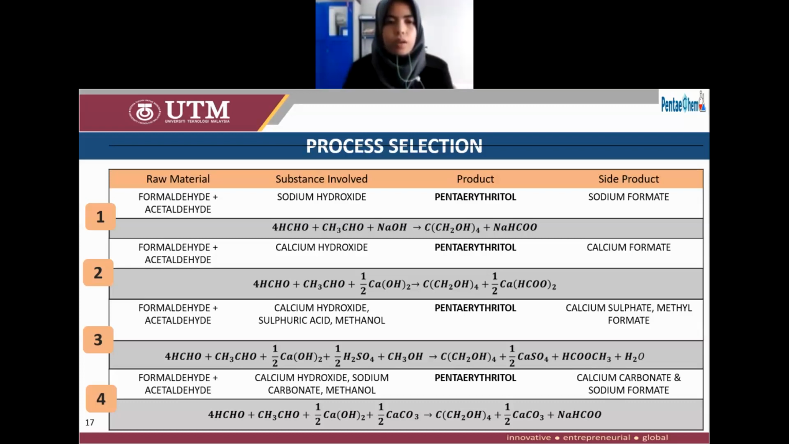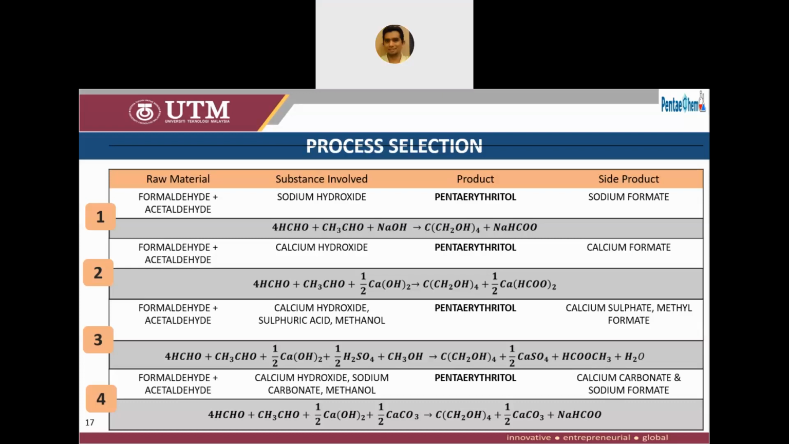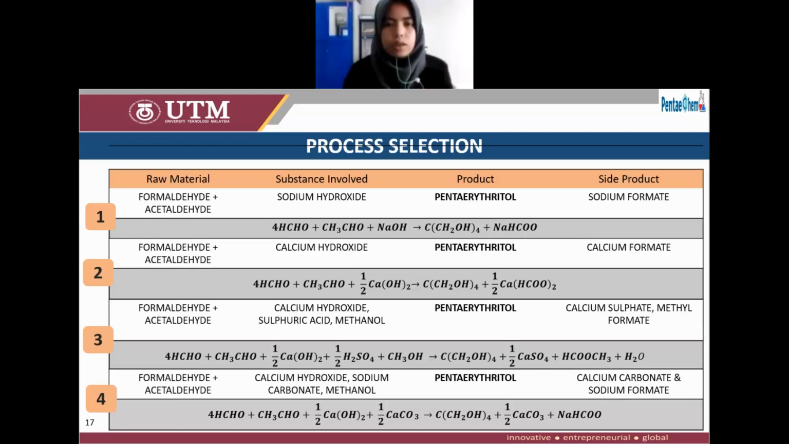sodium formate. And the second reaction uses calcium hydroxide as the catalyst, and the side product formed is calcium formate. And the third reaction uses calcium hydroxide as the catalyst in addition with sulfuric acid and methanol, and the side products formed are calcium sulfate and methyl formate.